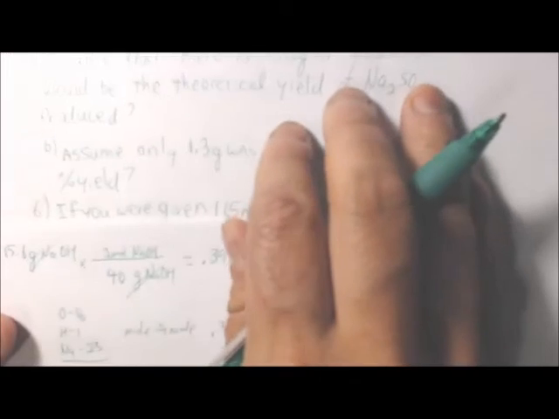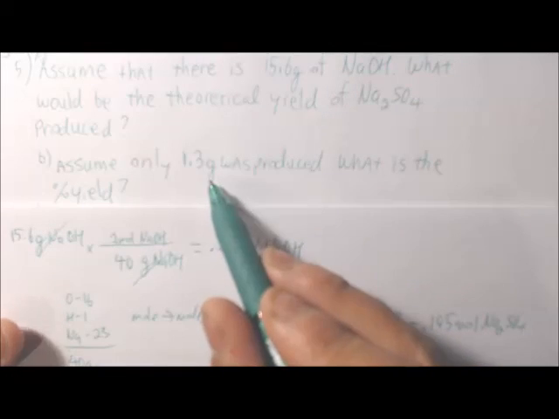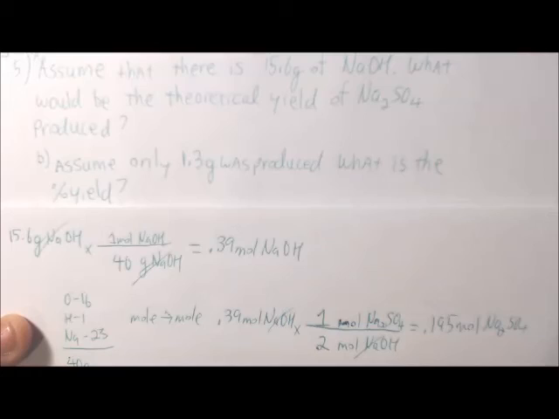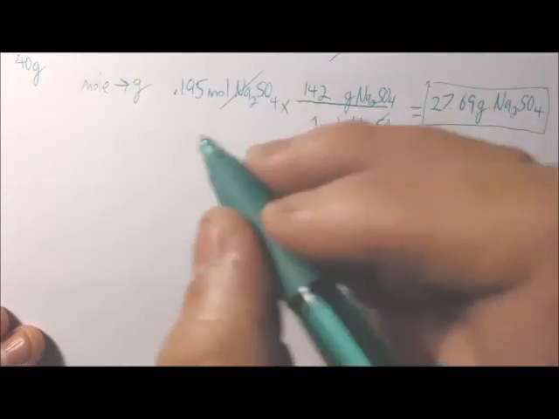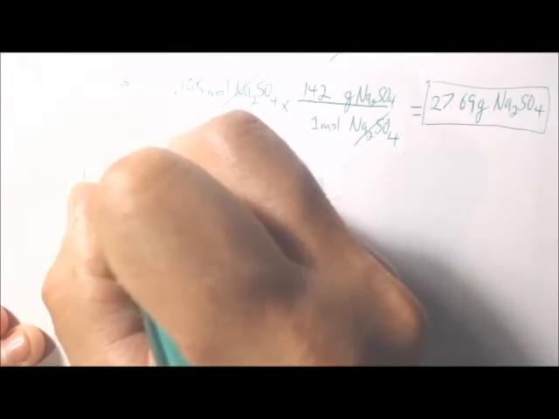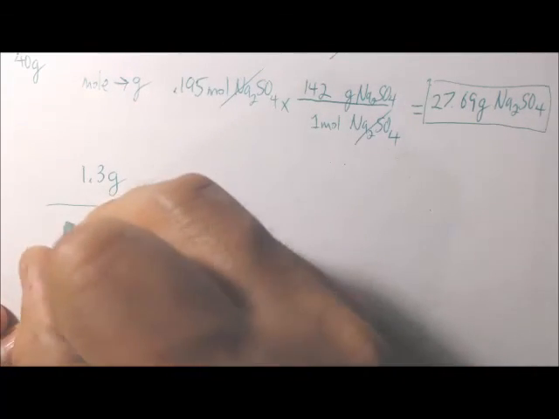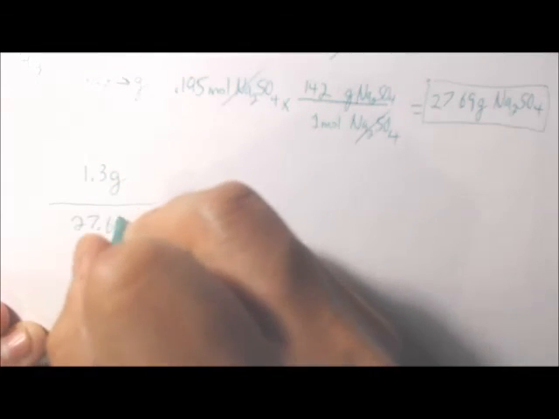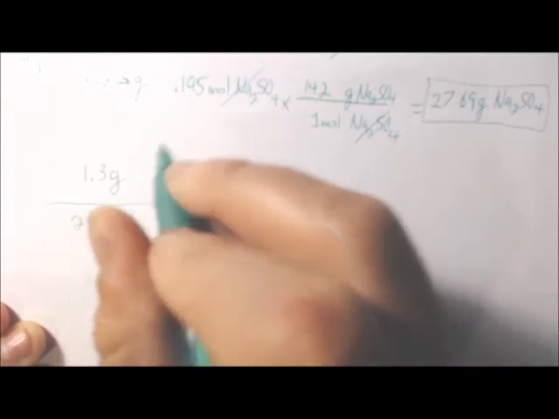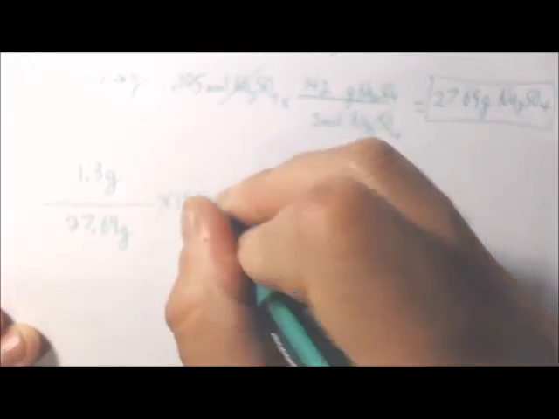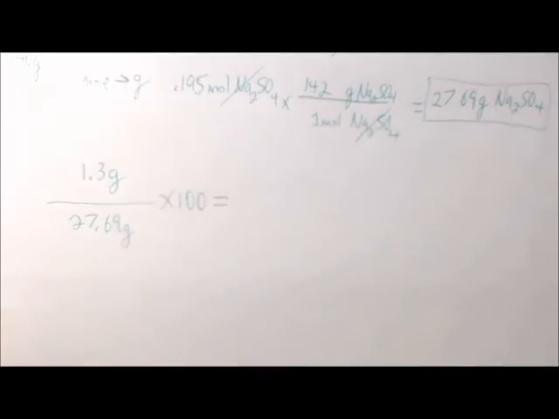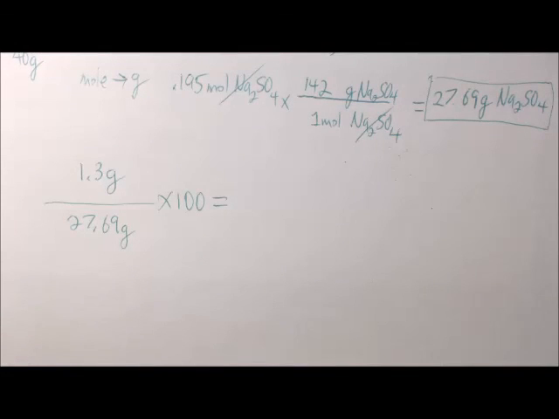But 5B says, assume only 1.3 grams was produced. What is the percent yield? That changes everything. Well, let's see. We have 1.3 grams. So if I have 1.3 grams, the actual, divided by the theoretical, times 100 equals, let's put this in the calculator, 1.3 divided by 27.